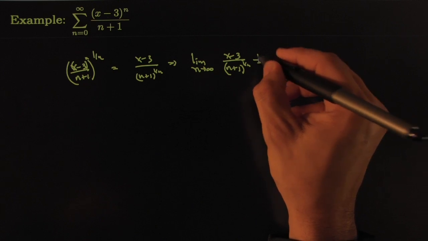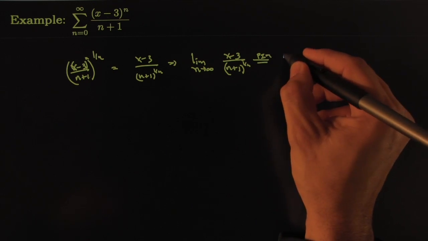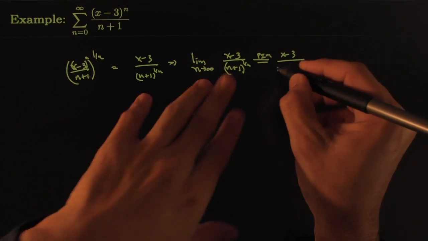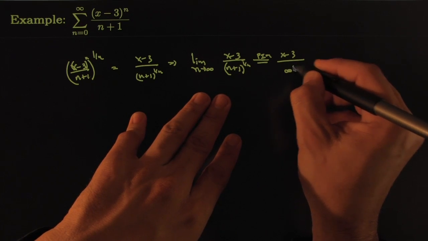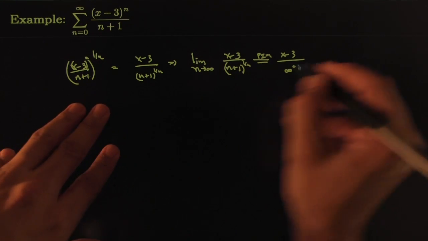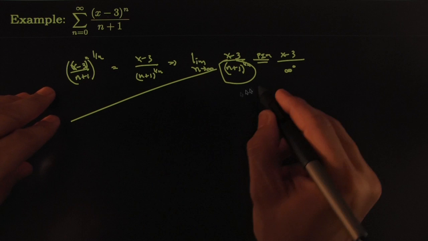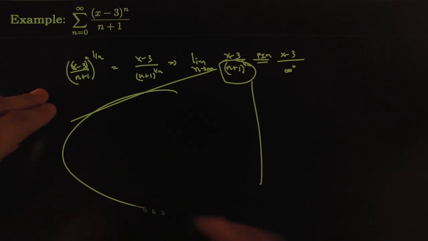If you try the plug-in method, this will give you x - 3 on the top because there's nothing to plug in. It would give you infinity raised to the 0, which is one of the famous indeterminate forms. So maybe we could take our time here and elaborate on that piece right there.